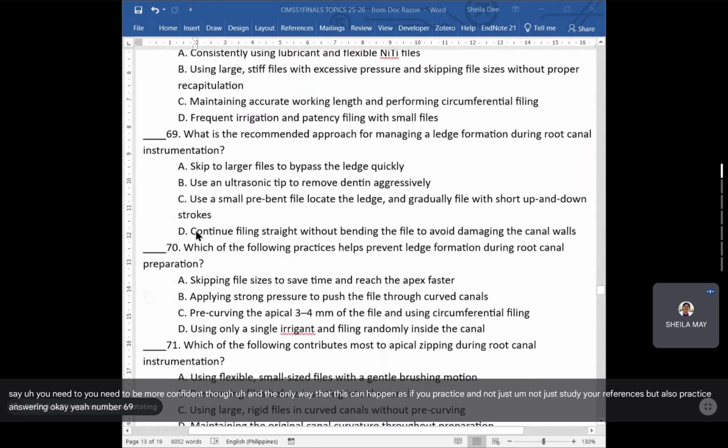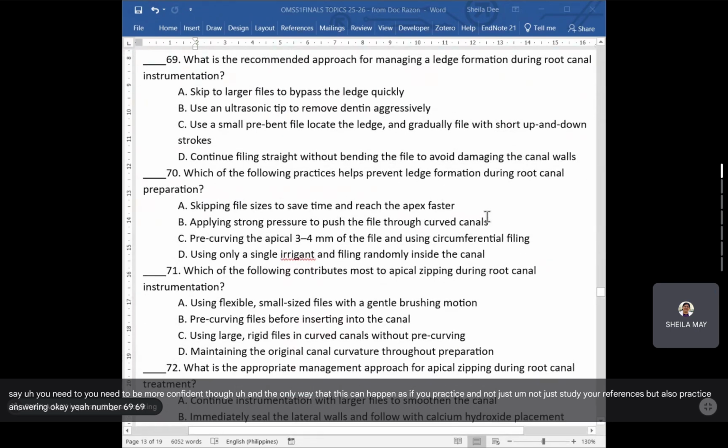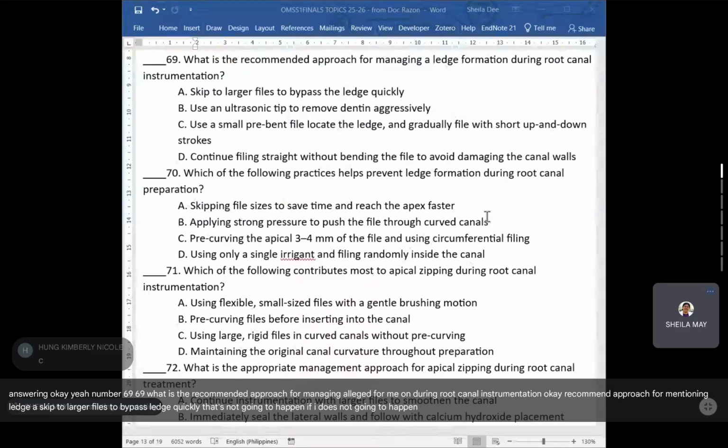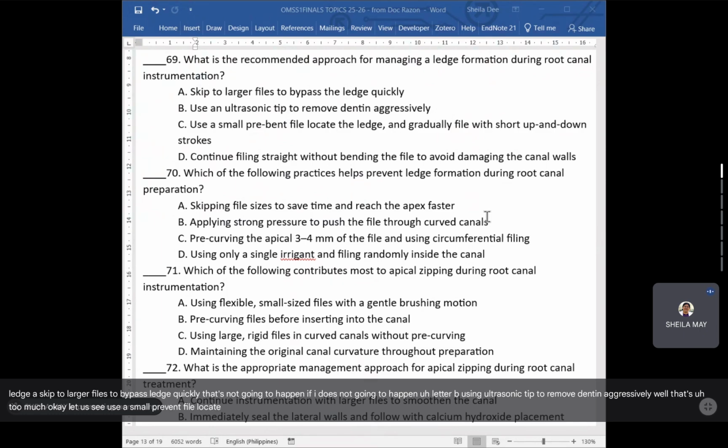Number 69. What is the recommended approach for managing a ledge formation during root canal instrumentation? A. Skip to larger files to bypass the ledge quickly. That's not gonna happen, right? B. Use an ultrasonic tip to remove dentine aggressively. Well, that's too much. C. Use a small precurved file. Locate the ledge and gradually file with short up and down strokes.